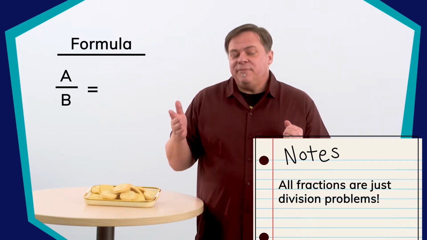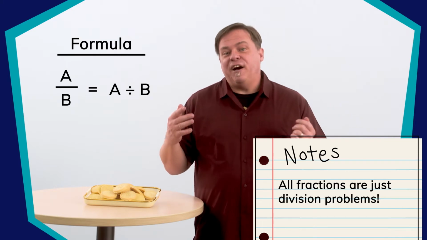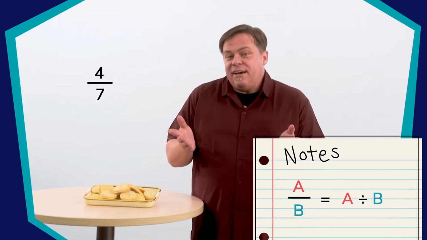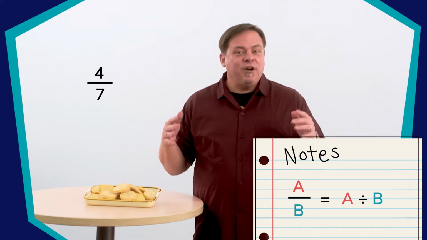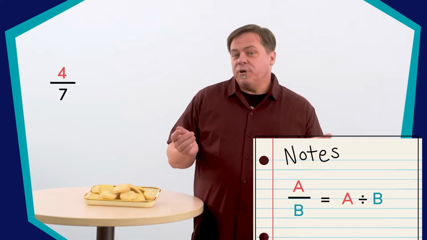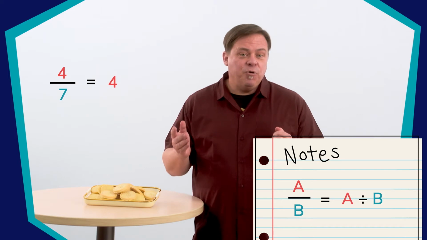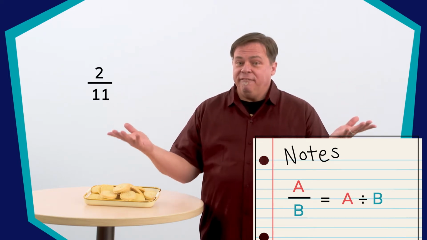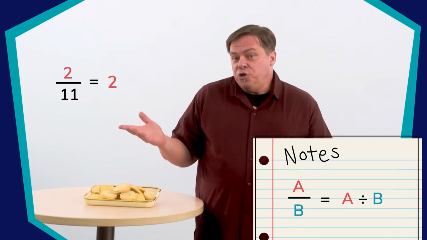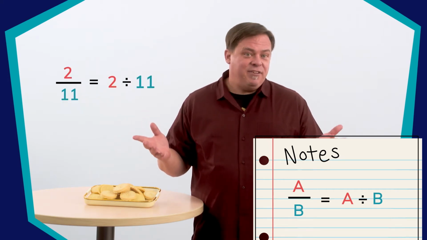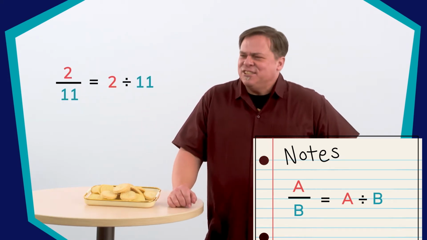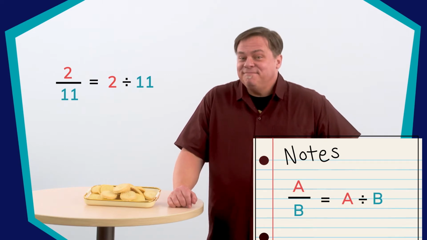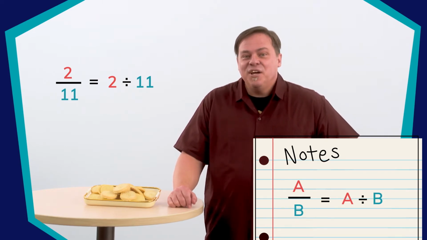We might write this as a formula of sorts. A over B equals A divided by B. If our fraction is 4/7, then we could write our formula as 4/7 equals 4 divided by 7. 2/11 would be 2 divided by 11. Are fractions just division? Yes, they are.